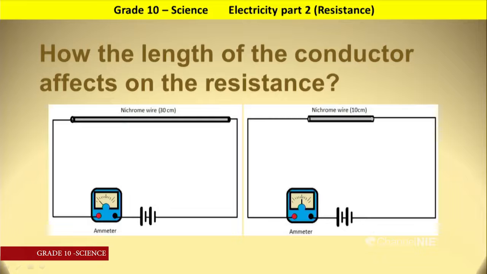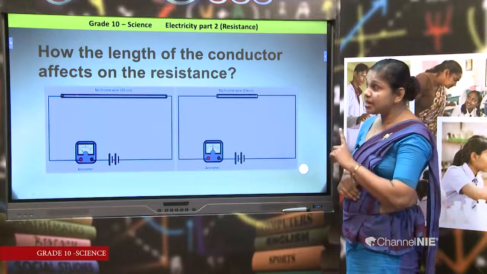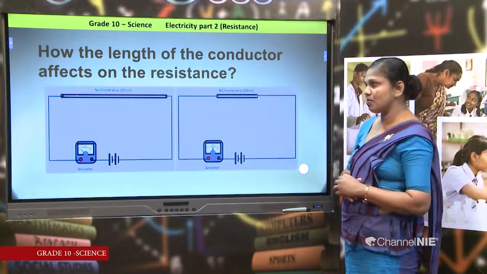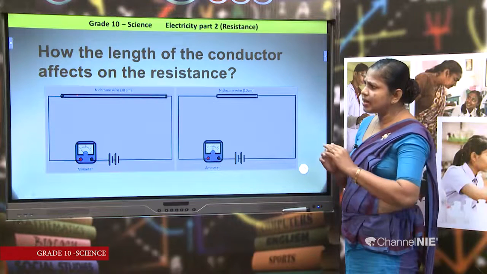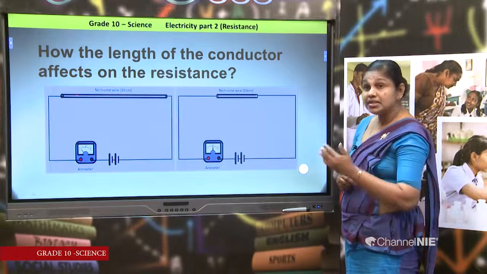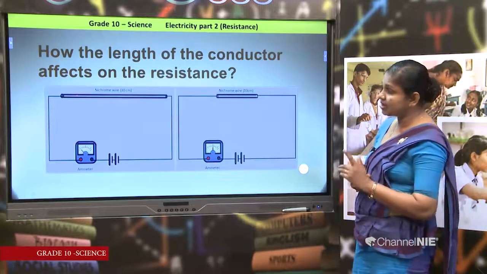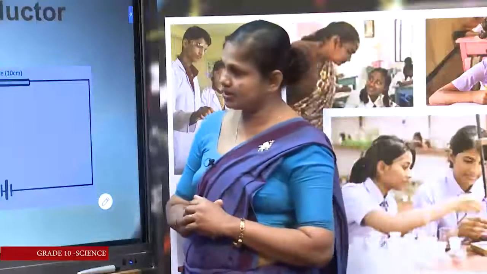See, when the long nichrome wire is connected, the ammeter shows a very low reading. Why? Because very low current flows through this circuit. Why is the current flow less, children? Because of the high length of the nichrome wire. That means when the length of the nichrome wire increases, the resistance too increases. Because of the high resistance, current flow decreases.